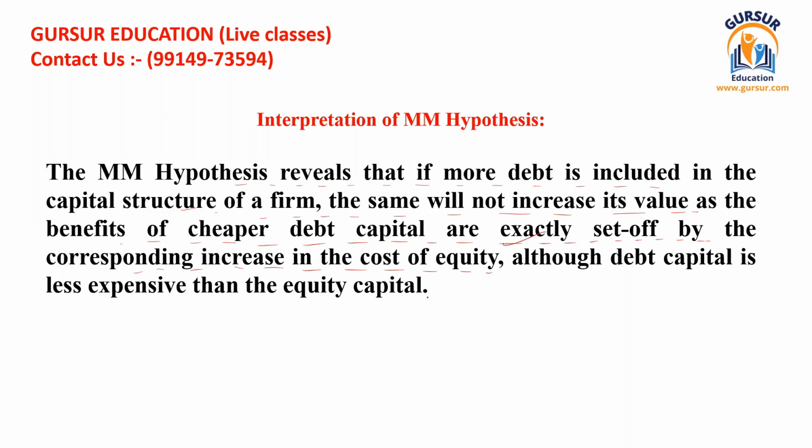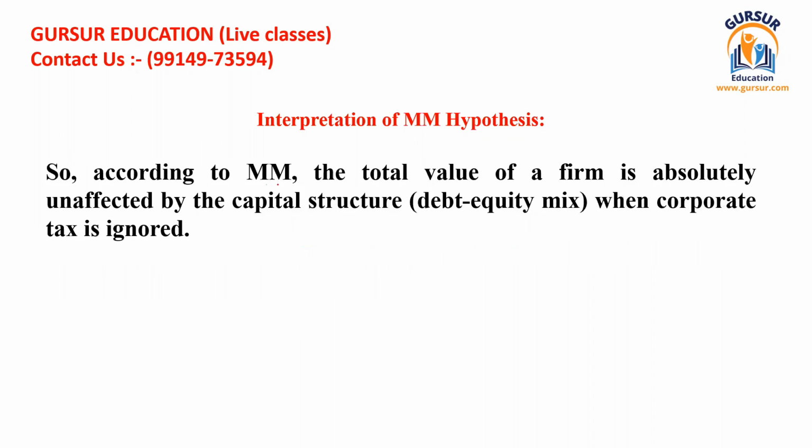And this is the crux, and this is the conclusion of this theory, which I have already told you under the net operating income approach, and this does not have any kind of difference from that. So according to it, the total value of a firm is absolutely unaffected by the capital structure, that is the debt and equity mix, when corporate taxes are ignored. So this is all about the first theory given by Modigliani and Miller.